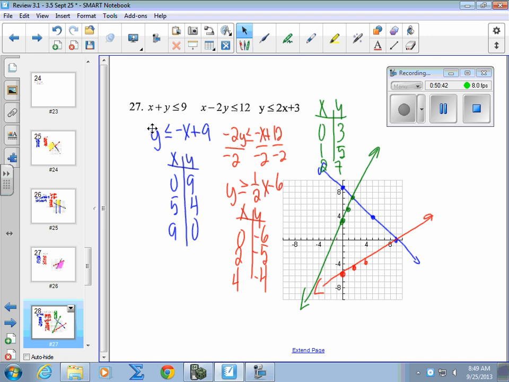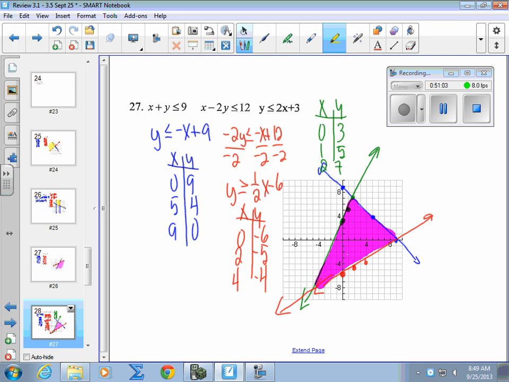Alright, I really need to extend this red line. So extend that. We're shading above the red line, below the green line, and below the blue line. So we would shade everything in the triangle. But now that's not what they asked us to do.